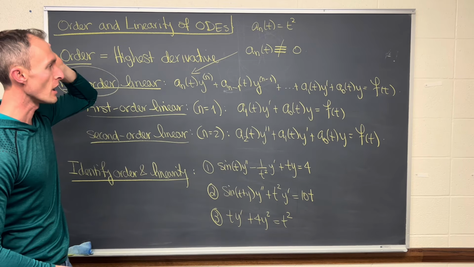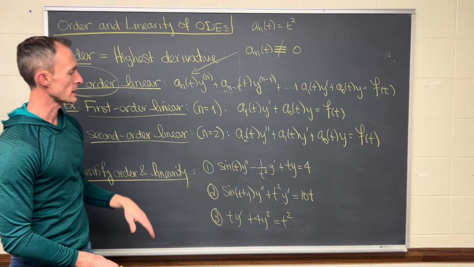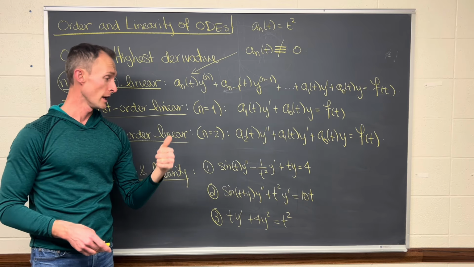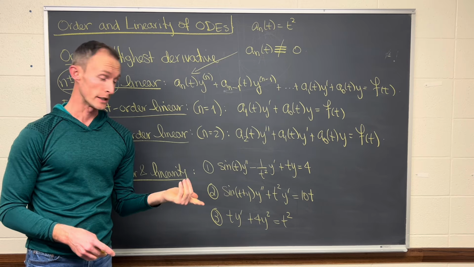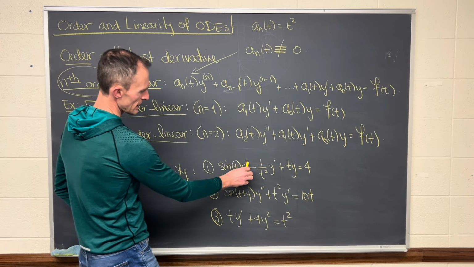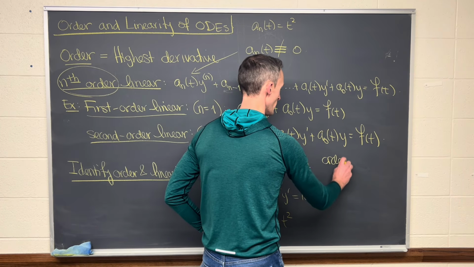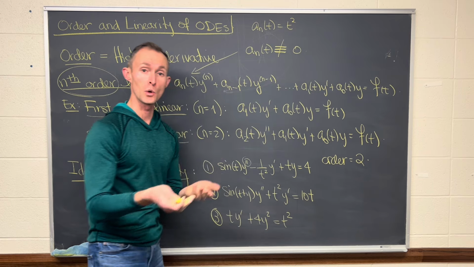So for linear and non-linear, we want to understand in these three examples, 1, 2, and 3, what are their orders, and are they linear or non-linear, okay? So let's look at number 1. The first thing I notice is that the highest derivative occurring is 2. So I can say that the order is equal to 2. So this is a second order ODE.